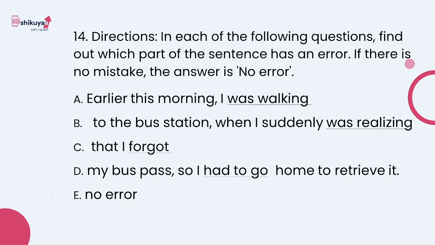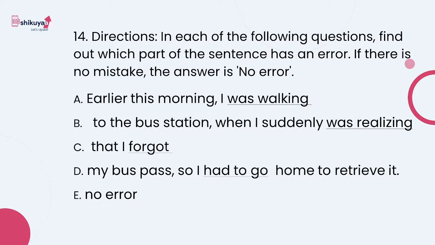Now the same pattern is there, and let me read the complete sentence first. Earlier this morning, I was walking to the bus station when I suddenly was realizing that I forgot my bus pass, so I had to go home to retrieve it. Now let's see the underlined parts. Earlier this morning, I was walking. So there is no kind of error in this part. I was walking. This is an absolutely correct part. Use of continuous past tense is there. There is no kind of problem.